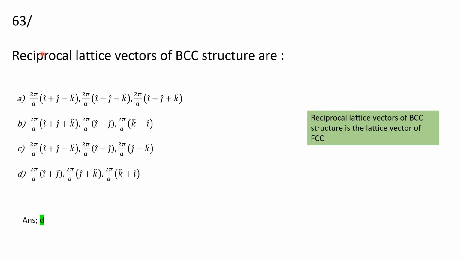Then, the reciprocal lattice vectors of BCC structure are? We all know that the reciprocal lattice vector of BCC structure is the lattice vector of FCC and vice versa. Also, the reciprocal lattice vector of SC is itself SC. So here option D, that is 2 pi by a (i plus j), 2 pi by a (j plus k), and 2 pi by a (k plus i), is the lattice vector of FCC, and this is the reciprocal of BCC. So option D is the correct answer.